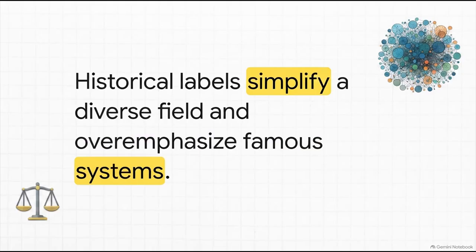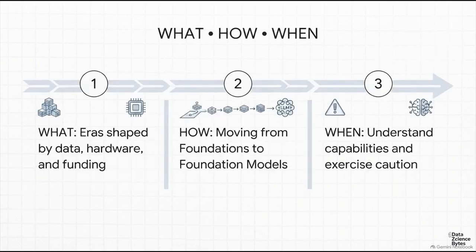Now, to be totally fair, we do have to acknowledge a limitation of our own mental model here. Using these neat historical labels like symbolic era or AI winter drastically simplifies a super diverse, highly complex global field. These labels can sometimes overemphasize a few famous systems or big institutions, completely leaving out a lot of parallel research that was happening at the same time. We use these labels because they're super helpful for understanding the broad strokes, but you should always apply them with careful human judgment.